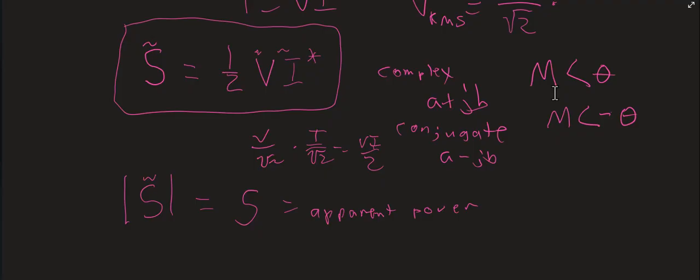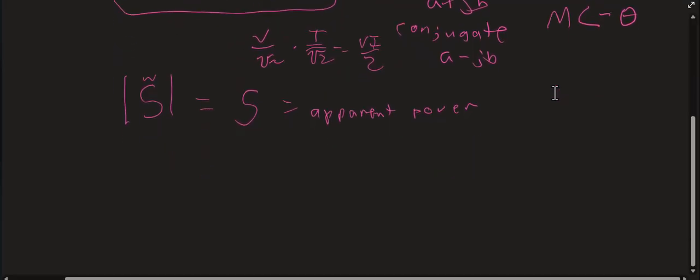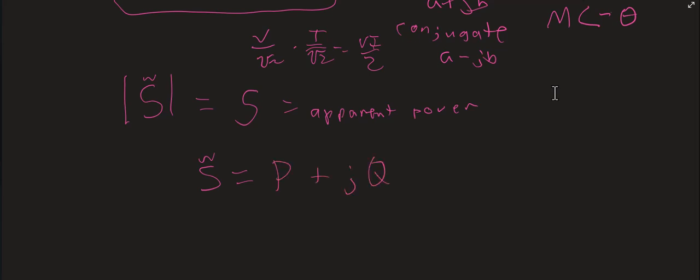Because once I have the complex power, I have everything else, because the complex power also equals the real average power plus j times the reactive power. So P is the real power, also called average power. And it's the power that the resistors are using. Q is the reactive power.